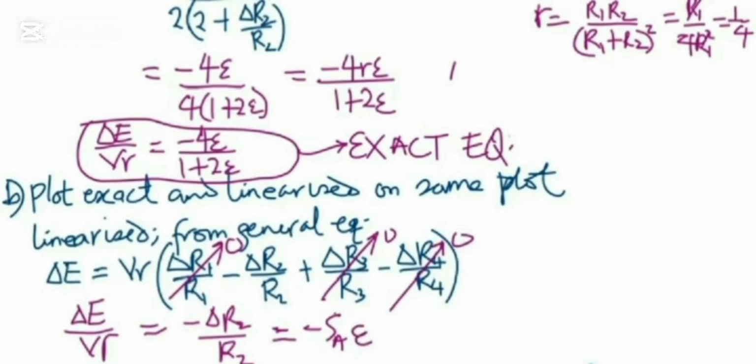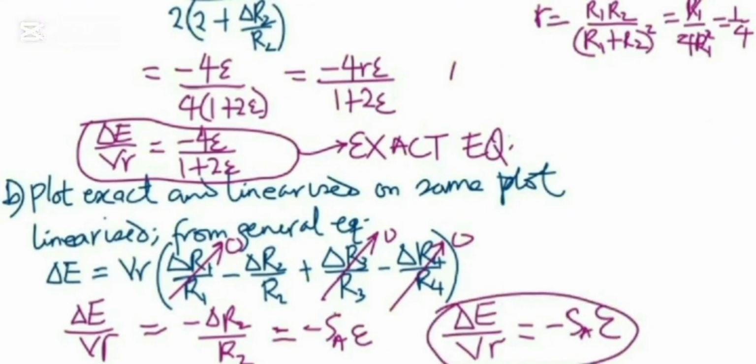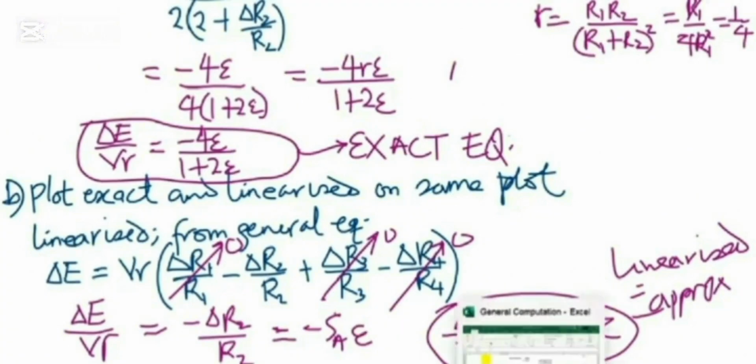So we can see that this equation now, change in output voltage over the input voltage, divided by a constant, is equal to minus SAE. So let's compare these two equations. These are the two equations we are expected to plot. This is what we call the approximate or linearized equation. Remember, for the linearized, we make approximations. In this case, we are able to make this exact equation linear.